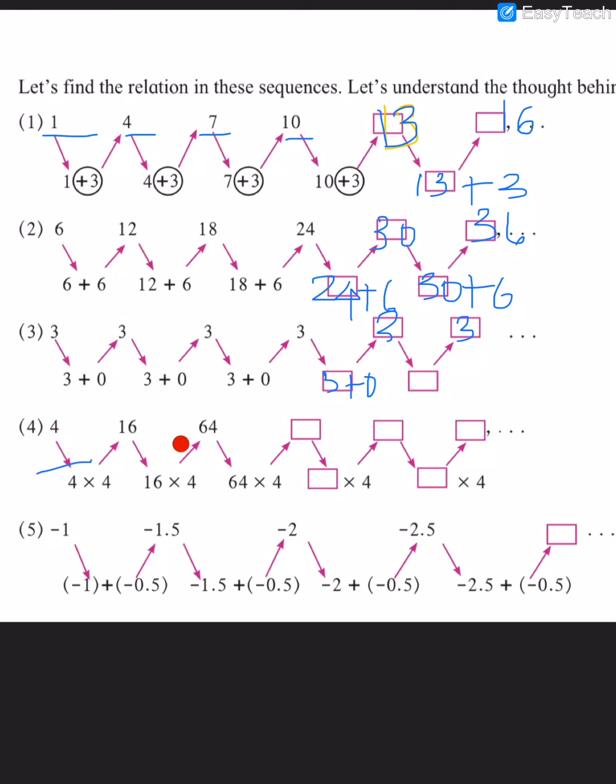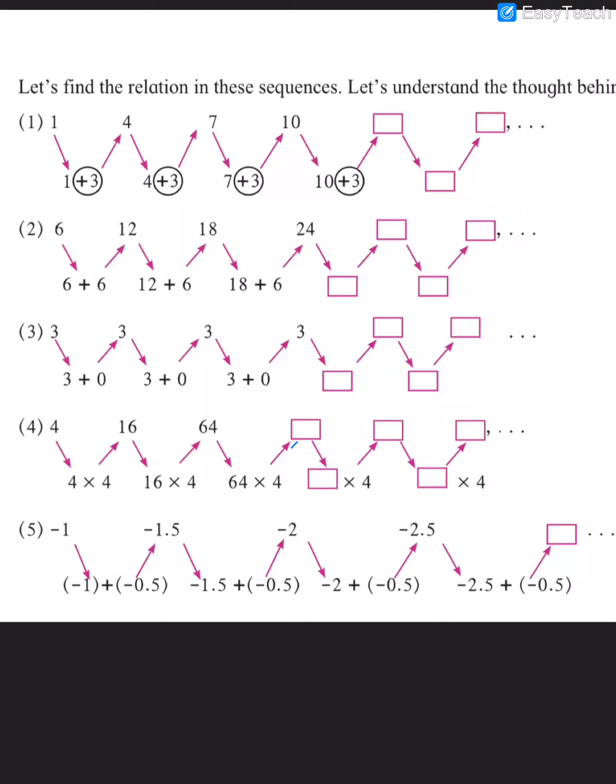The question is 4, 16, 64, and it goes on like this. What is the difference between 16 and 4? When 4 is multiplied by 4 we get 16. When 16 is multiplied by 4 we get 64, and it goes like this. So 4 is the factor in this question. What will be here? Here will be 256, and then 256 into 4, and the terms go on like this.